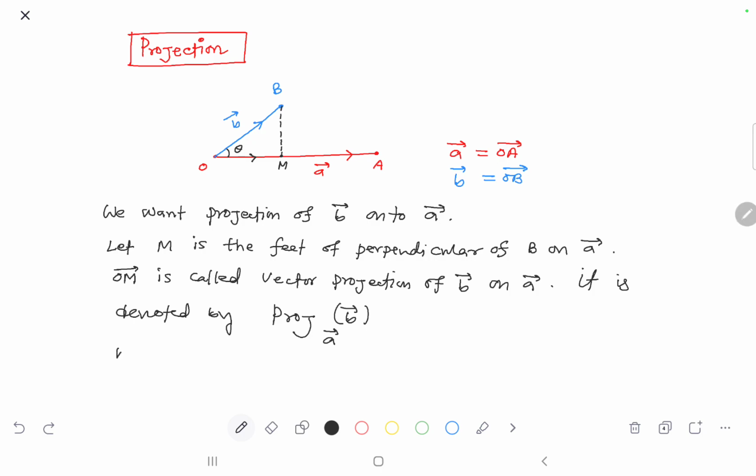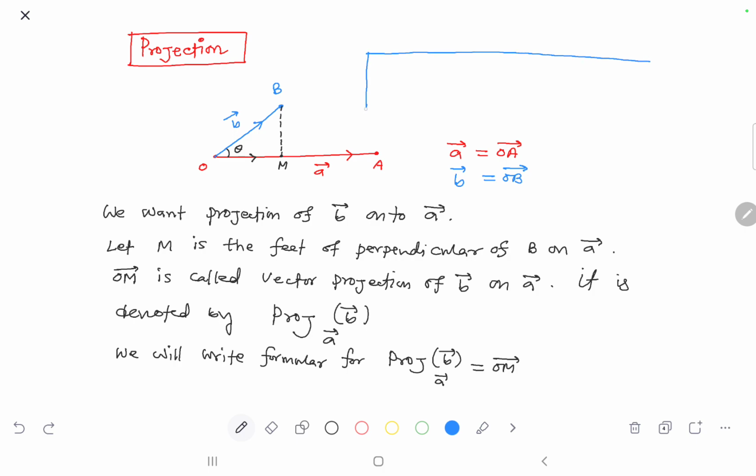We will write the formula for this, the projection of B over A. So this is nothing but the OM vector. We want to write the OM vector like this. So how do we write this? Let me write it here, since we have some space here. So how to do this?